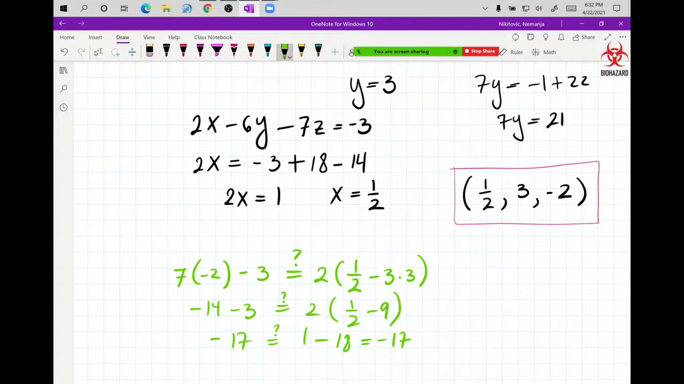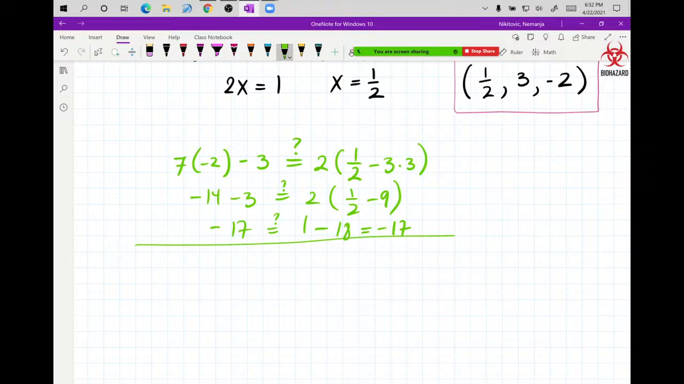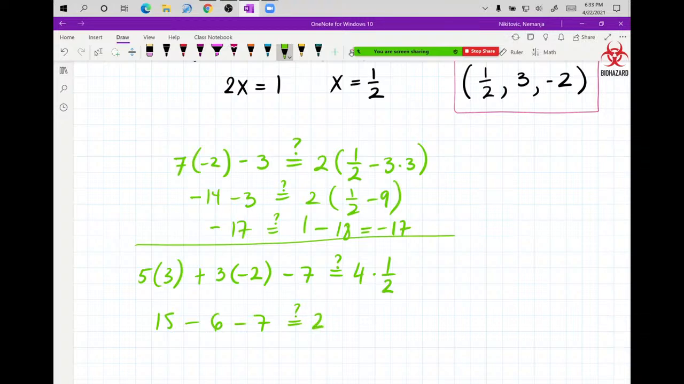Okay, so the first equation works great, which it should. We got these numbers from the first equation. It's the second and the third equation that we should worry about. 5 times y, it's 5 times 3, plus 3 times z, which is negative 2, minus 7 should be 4 times 1 half. That's 15 minus 6 minus 7 should be equal to 2. Yep, 15 minus 13 is 2. Good. So we are good on the second equation.